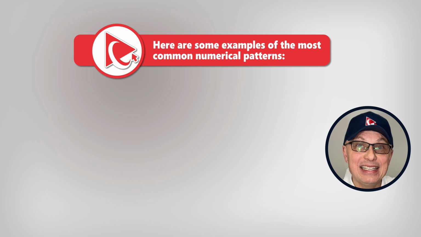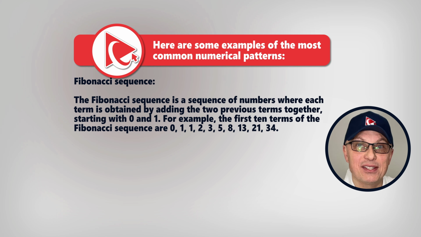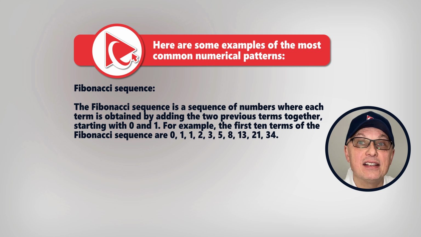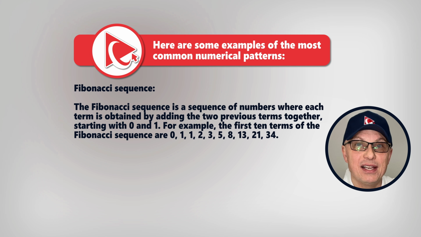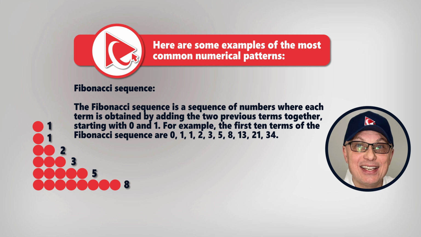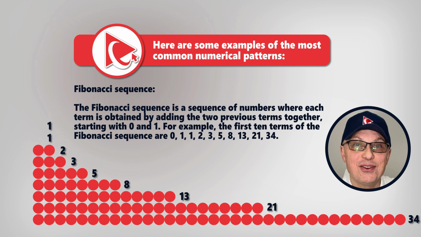And last but not least on my list is the Fibonacci sequence. The Fibonacci sequence is a sequence of numbers where each term is obtained by adding the 2 previous terms together, starting with 0. For example, the first 10 terms in the Fibonacci sequence would be 0, 1, 1, 2, 3, 5, 8, 13, 21, and 34.